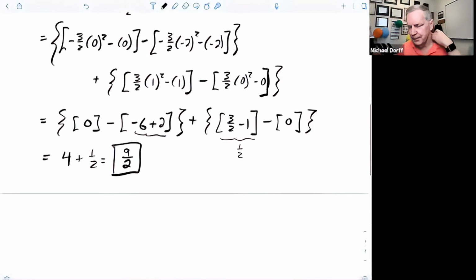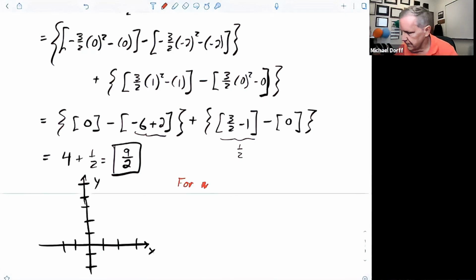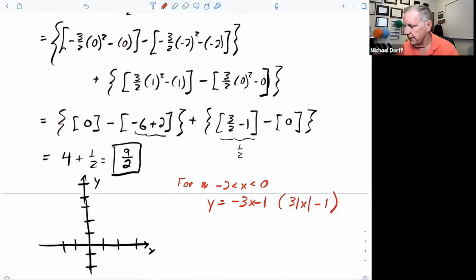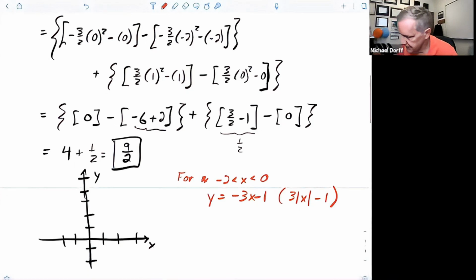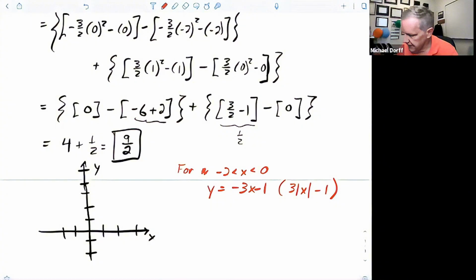What does this look like geometrically? Well, let's try drawing a graph. I should say for x between -2 and 0, we have our function here, which was -3x minus 1, which again came from the fact that we had 3 absolute value of x minus 1, and replaced the absolute value with a negative x, again because we have a negative value of x, so it makes it positive.